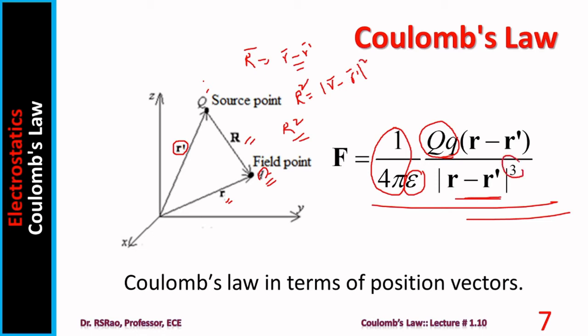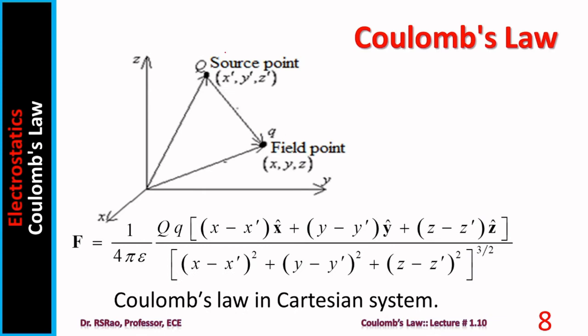But 3 is there here. Cube is there. What is the reason for the cube? Here we have to place R cap, the unit vector from capital Q to small q. R cap is, one can easily see, the vector R, which is r minus r prime, divided by its magnitude. Magnitude is, of course, magnitude of r minus r prime. So already square is there. If we add this factor to it, it becomes cube. So this is Coulomb's vector expressed in position vectors.